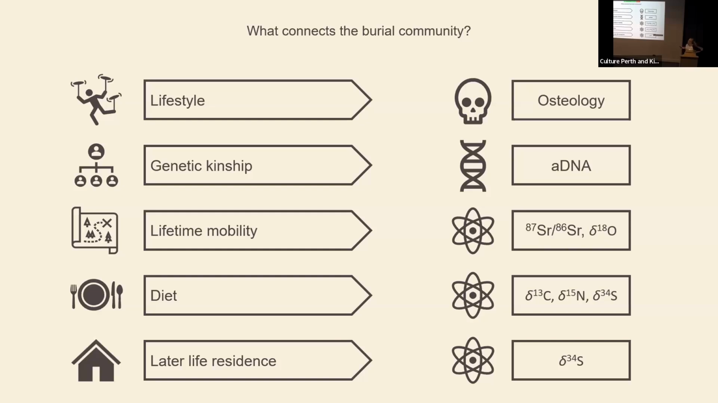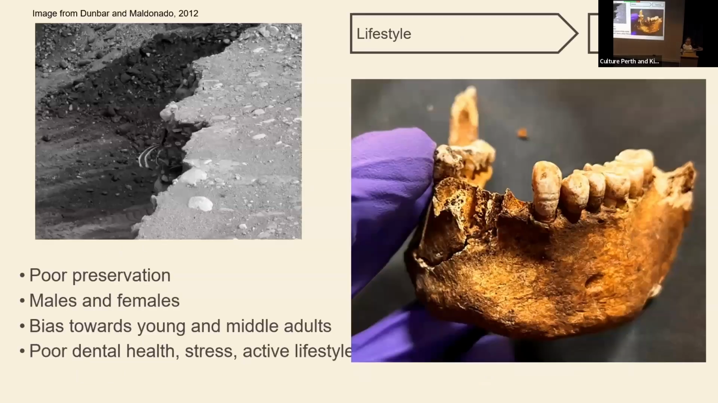So for DNA, we were able to sample 17 of the 18 individuals for genetics. For strontium and oxygen, we were able to look at 14 because you need to have the certain tooth. For these ones at the bottom, we were able to look at all individuals because all you need is a bit of bone for that.